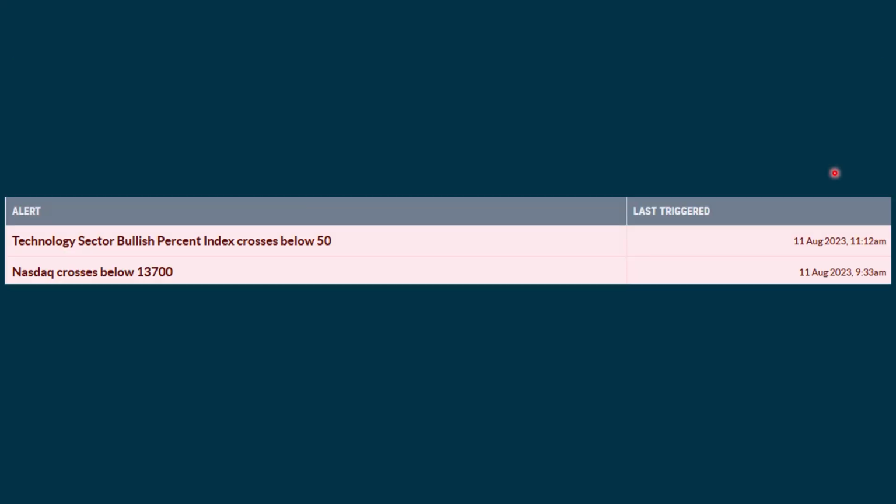Some technical alerts. These are put out by stockcharts.com. You don't have to be a member to access these. They're generated automatically, and they look at indexes and sectors and other areas in the market that we want to pay attention to. When they're red like they are here, that means they're negative. If they were to be positive, they would be blue. We read this from the bottom up. On Friday, right after the market opened, the Nasdaq dropped below the 13.7 level. Later on in the day, the tech sector had a BPI cross below 50. That's when we're going from positive over to negative.